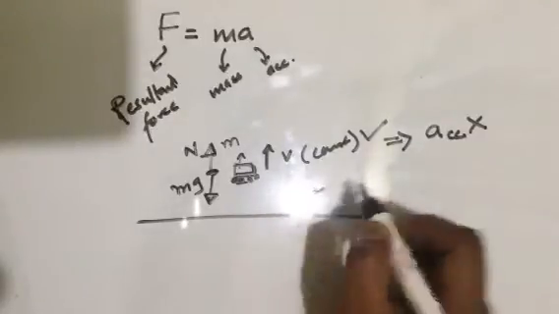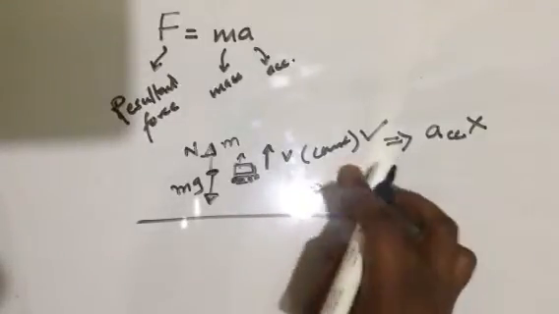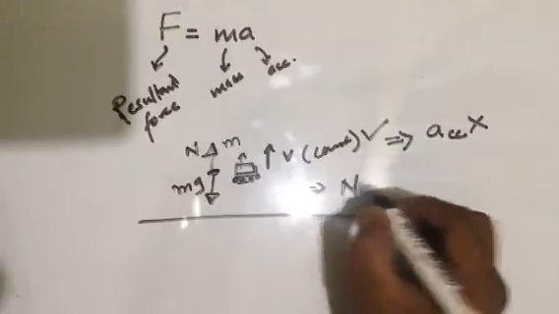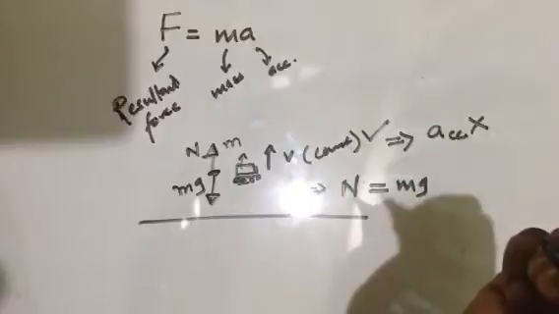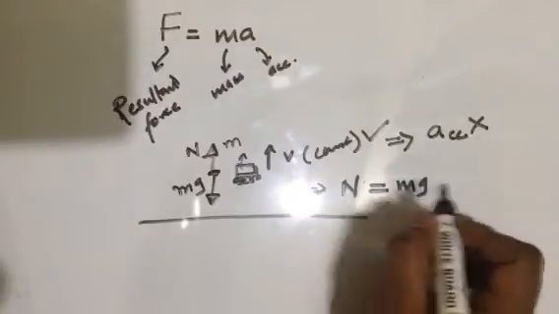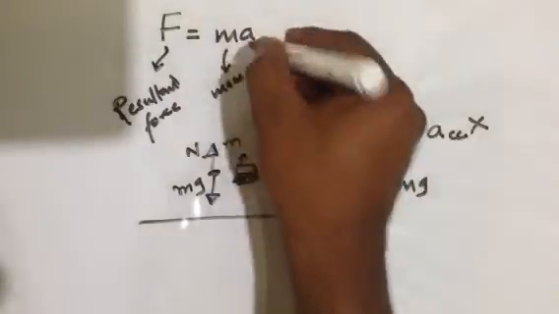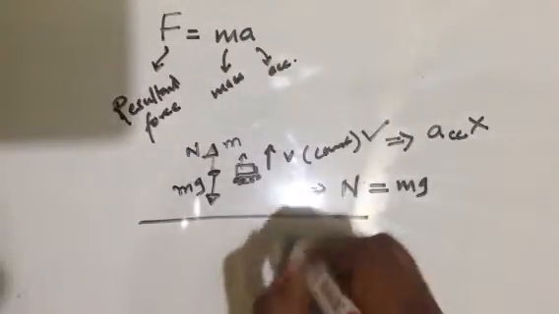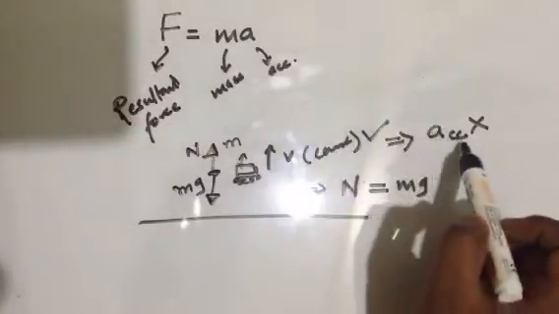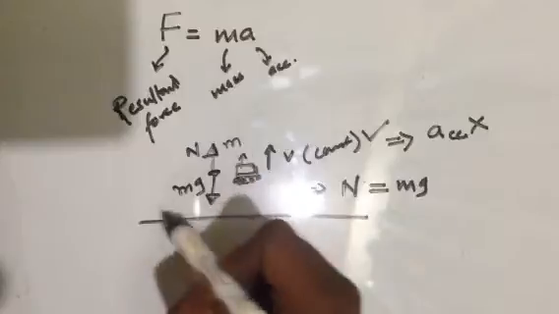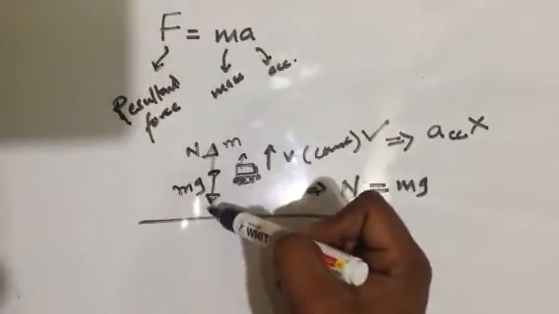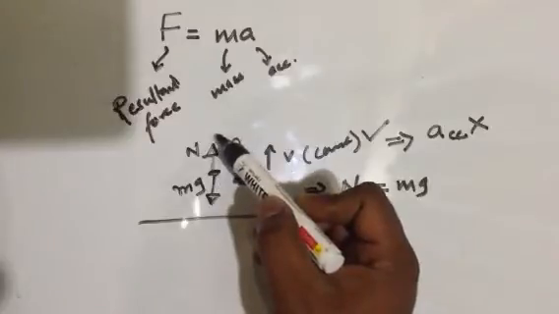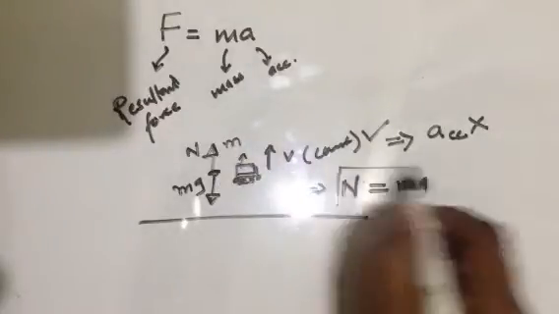So that means what? That means the normal reaction from my hand should be equal to the weight. This thing comes out as a result of this equation, by the way. Since we know that there is no acceleration, thus we can say that the total force on this should be 0, and the only two forces acting on it are the gravitational pull and my normal reaction. And that's why N is equal to mg.